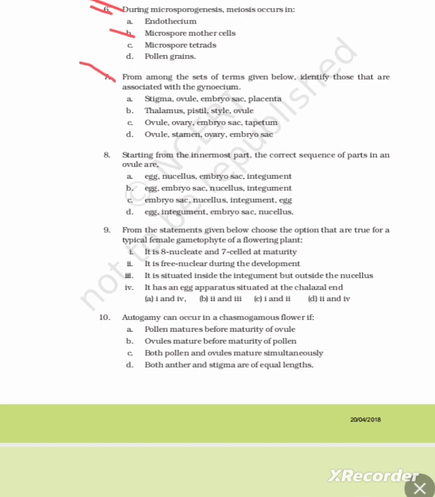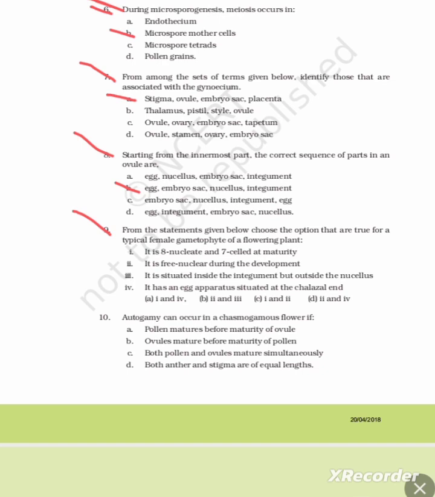Seventh question, from among the sets of terms given below, identify those that are associated with gynoecium. Gynoecium is the female part of the flower. So the parts of the gynoecium according to the option are stigma, ovule, embryo sac and placenta. Eighth question, starting from the innermost part, the correct sequence of the parts in an ovule. So in an ovule, the correct sequence is egg, embryo sac, then nucellus, then finally integuments.